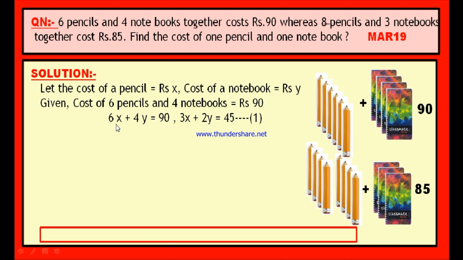6x divided by 2: 2 in 6, 3 times, therefore 3x. 2 in 4, 2 times, 2y. 2 in 90, 45 times. Therefore the first equation is 3x plus 2y is equal to 45.